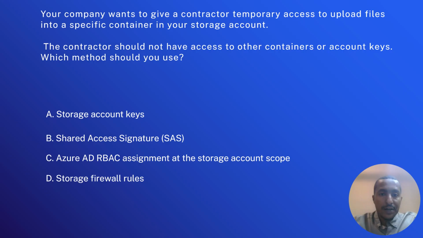Moving to the next question. Your company wants to give a contractor temporary access to upload files into a specific container in your storage account. The contractor should not have access to other containers or account keys. Which method should you use? A. Storage account key, B. Shared access signature, C. Azure AD RBAC assignment at the storage account scope, D. The storage firewall rules.